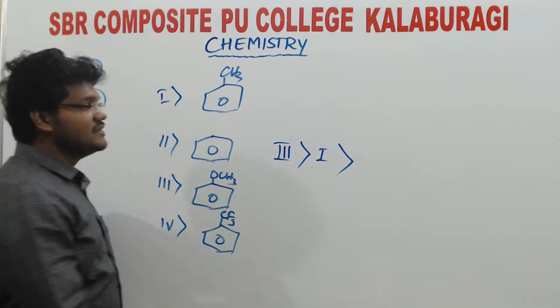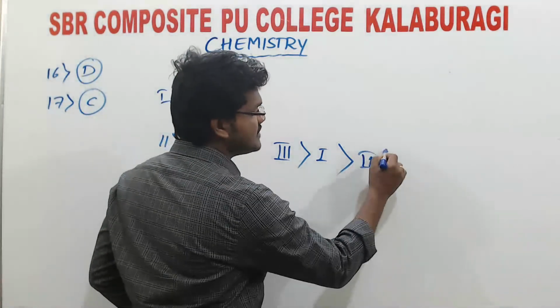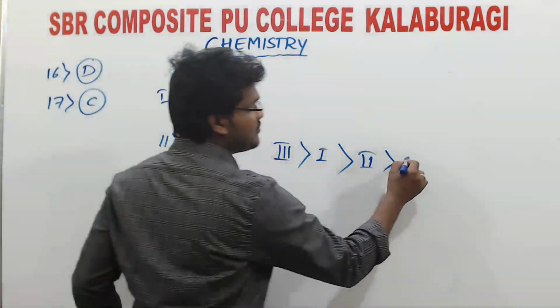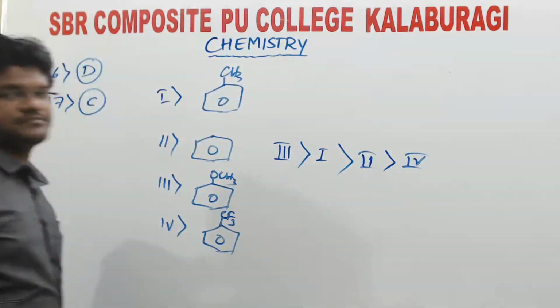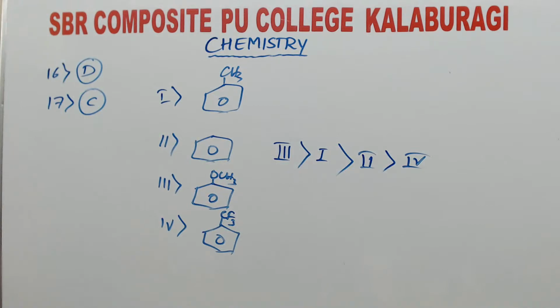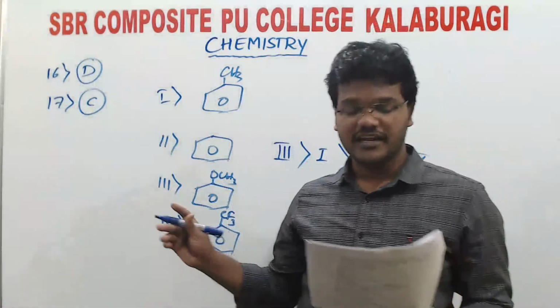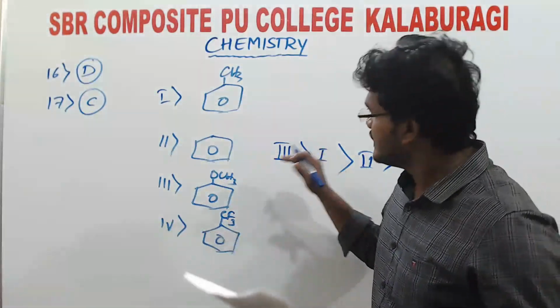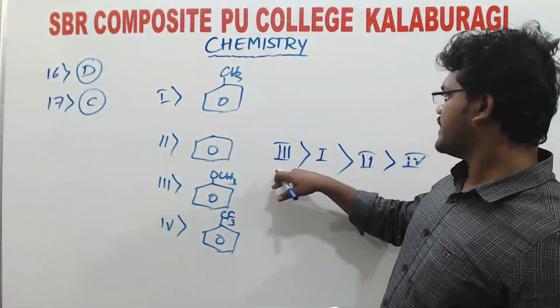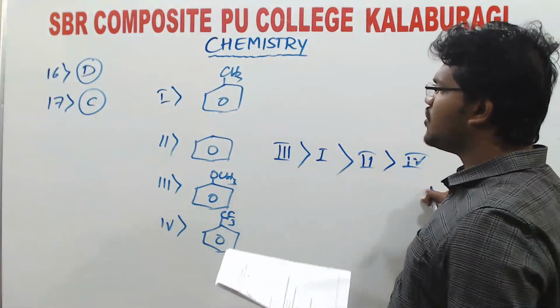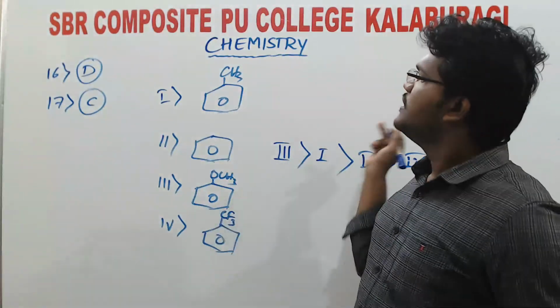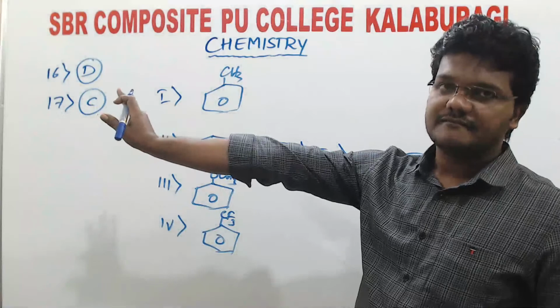So that is why the second has to come first, and my least reactive compound is what? Fourth. So that is why, which option is correct? I have arranged these in the what? Decreasing order. This is more reactive, this is least reactive. Decreasing order of reactivity towards electrophilic substitution reaction.